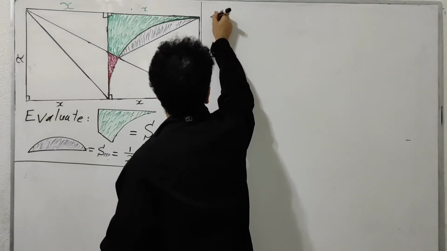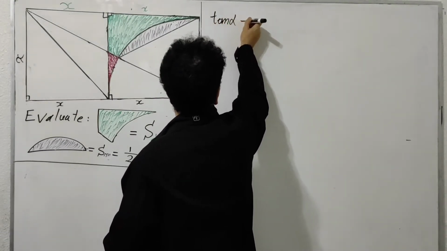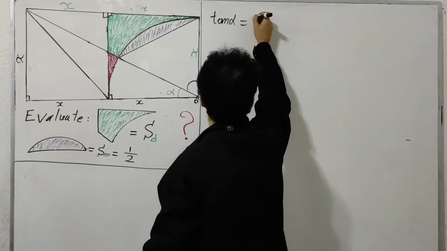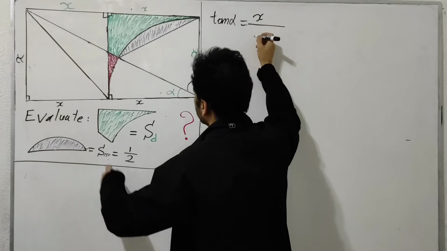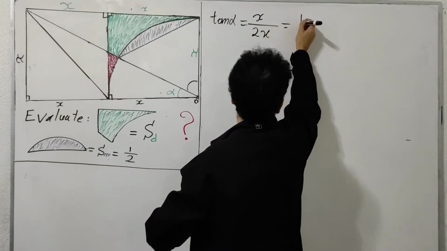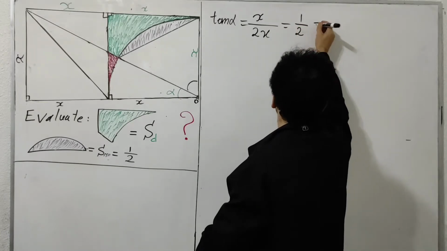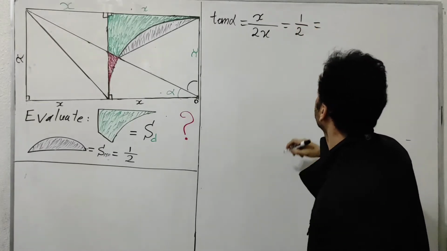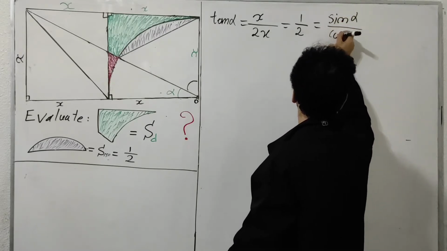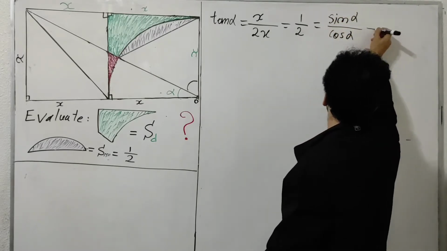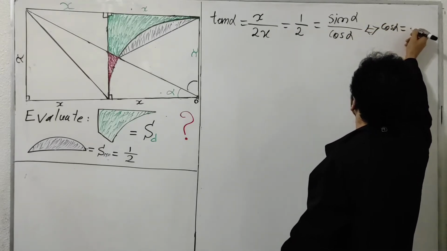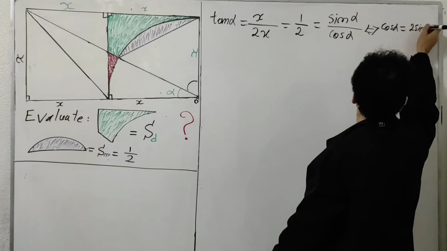by calculating tangent alpha equal to opposite divided by adjacent. Opposite is x, divided by adjacent, which is 2x. This one is given as half. At the same time, tangent alpha equals sine of alpha divided by cosine of alpha. This is equivalent to cosine of alpha equals 2 sine alpha.